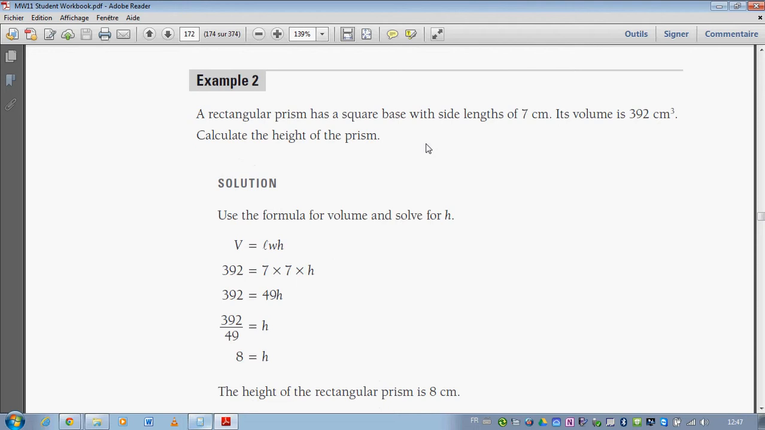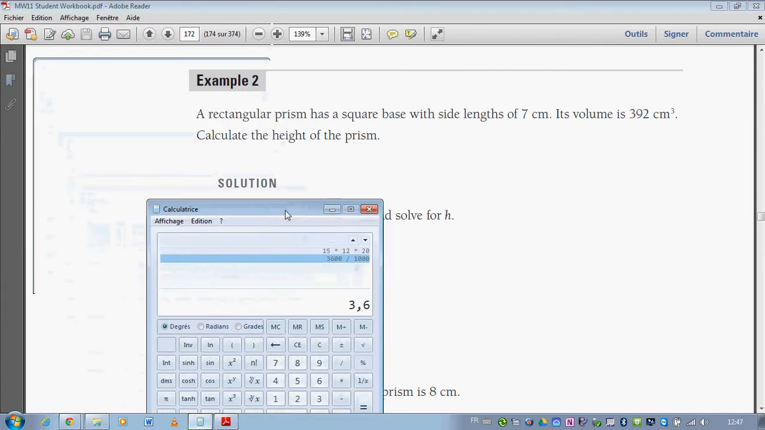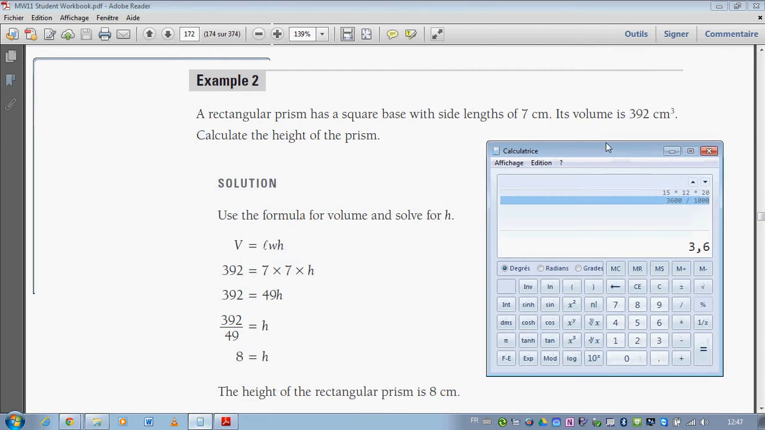Otherwise, moving on to example 2: a rectangular prism that has a square base with side lengths of 7 centimeters. Its volume is 392. Calculate the height of the prism. You'll recall what I said a minute ago about figuring out the volume: it was actually the area of the base times the height. Again, we'll see that in more detail when we talk about the volume of cylinders. You know how you go length times width times height? Well, that length and width is actually the area of the base, and then you multiply it by its height.